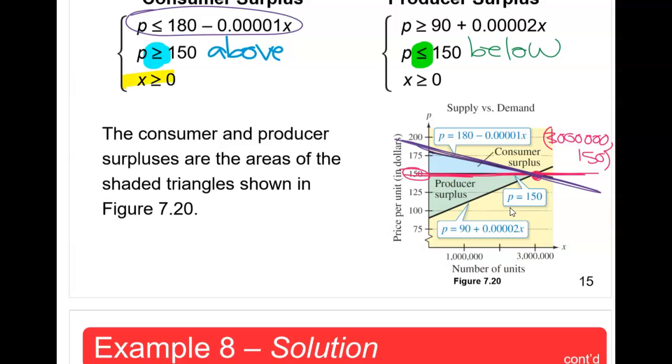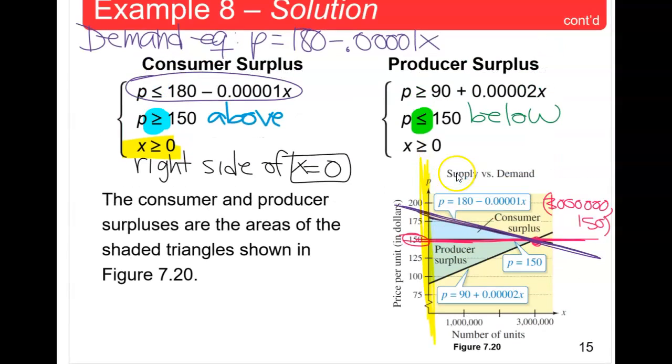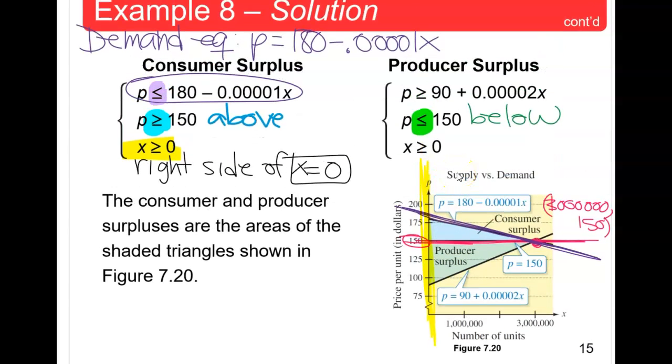Now, this equation here, all it's doing is just making sure that we don't go past that. So that's where we're saying x greater than 0. So we're taking everything on the right side of that vertical line. So that's why we have that third one there. And the reason we use the less than here is because we want to get the area between that line and the equilibrium point line. So we want whatever is below this line.